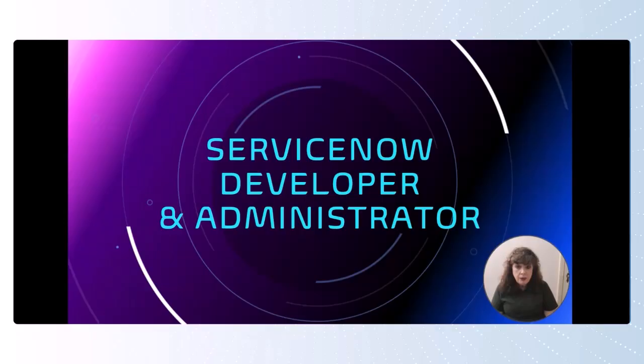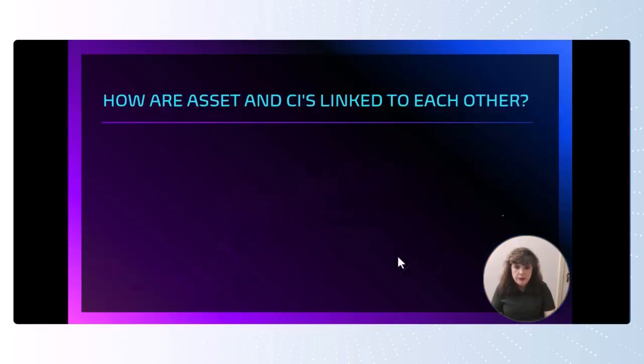This is the second part. I did the previous video, had the first part of the questions, so I'm continuing on this. The first question: how are assets and CIs linked to each other? Assets and CIs are linked by model categories that associate the CI classes with the asset classes.